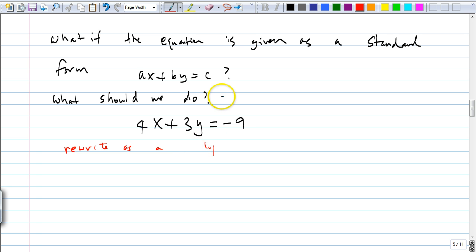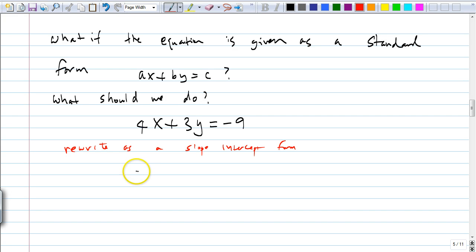Guys, do we know how to do this? Haven't we already been doing this? When did we change these things to slope intercept form, guys? When did we do that? You guys remember? No one remembers doing this?